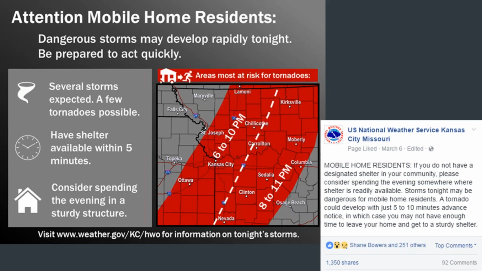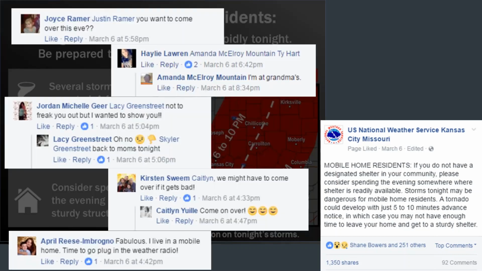So our message that night to mobile home residents was, if you don't have a designated shelter in your community, this is a night where you might just want to consider spending the evening somewhere with a safe shelter until the storms pass. So a friend's house or a relative's house. And just looking at some of the comments, we saw a lot of comments like this where people were tagging people and either asking to come over or inviting people. And that's very encouraging to see. And a lot of the shares were doing that as well, tagging people.